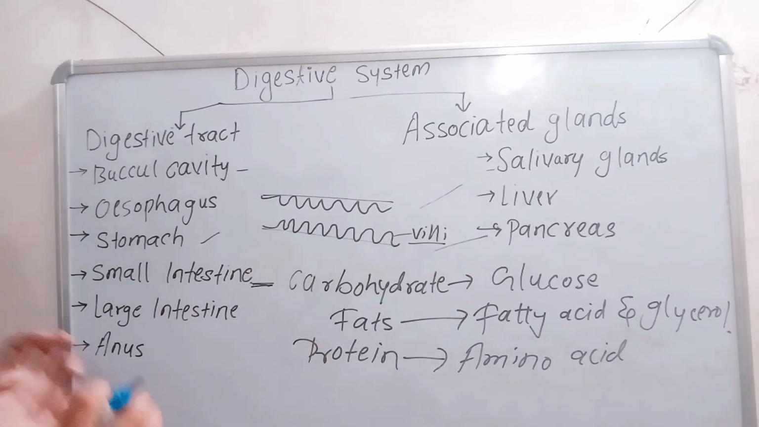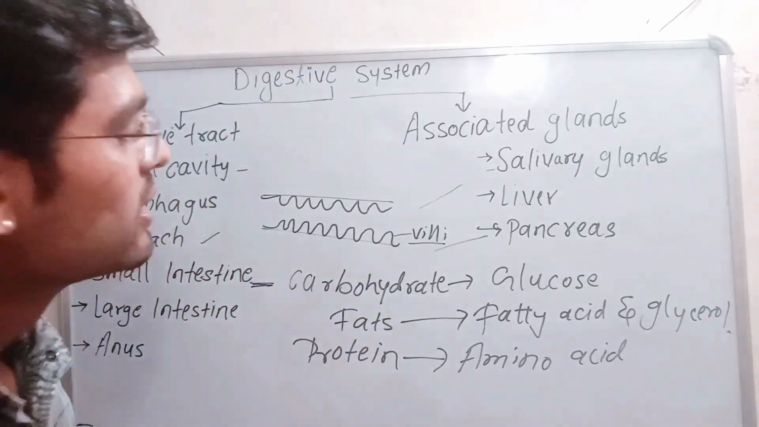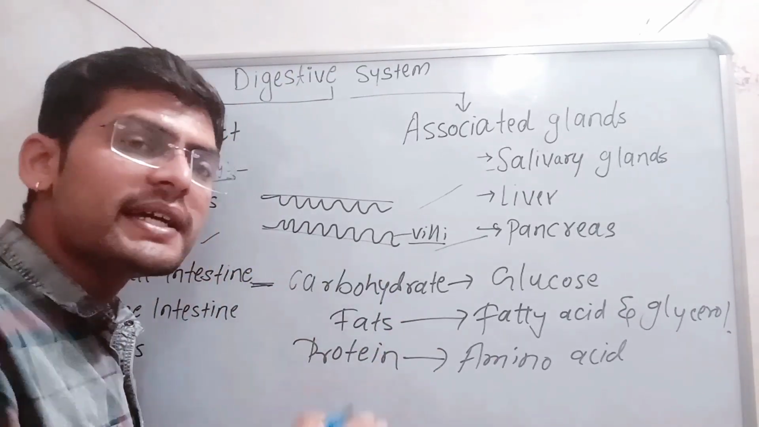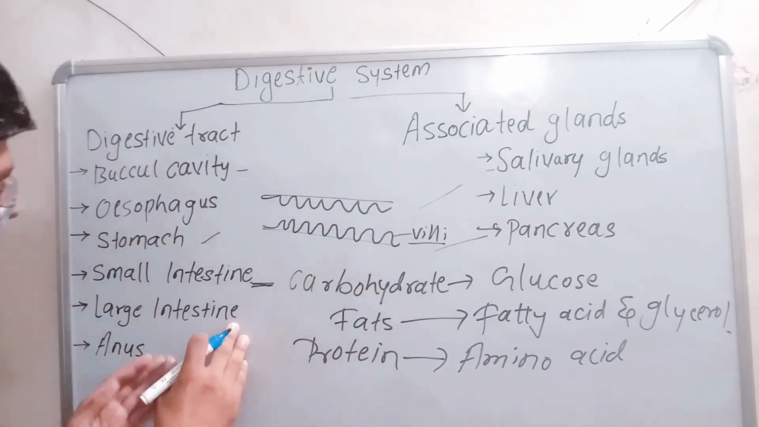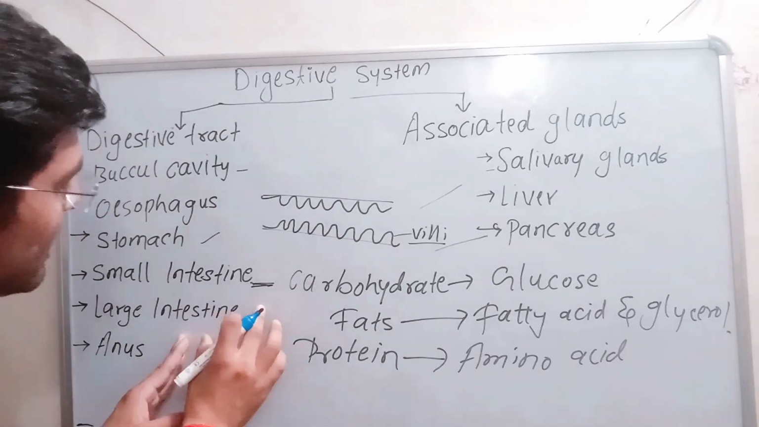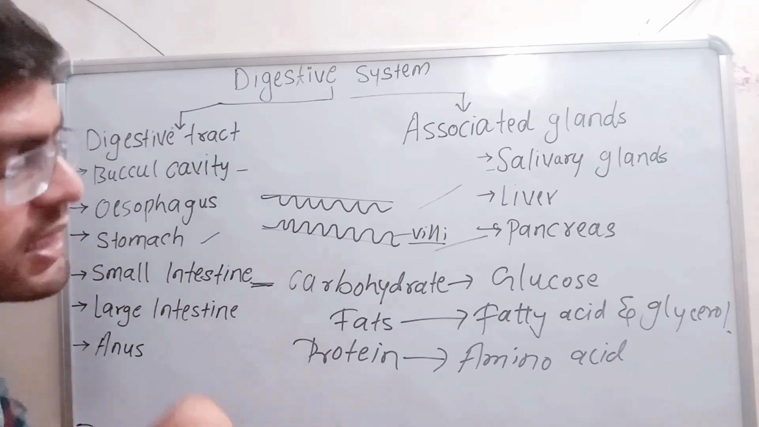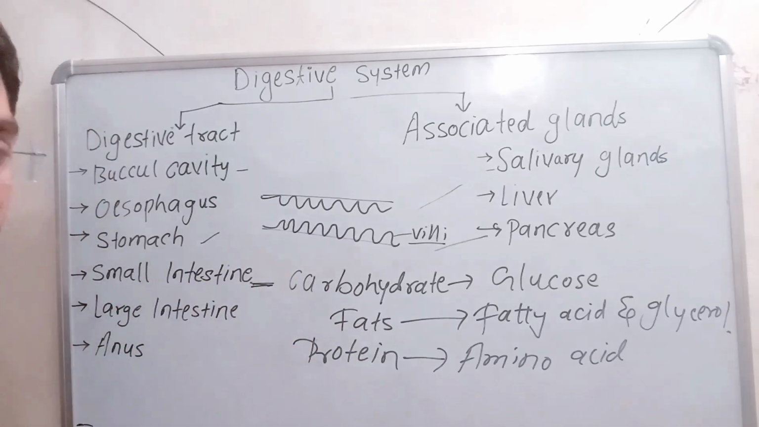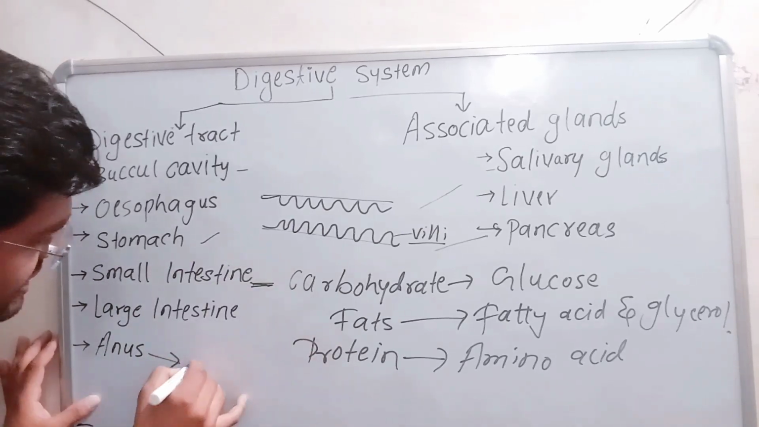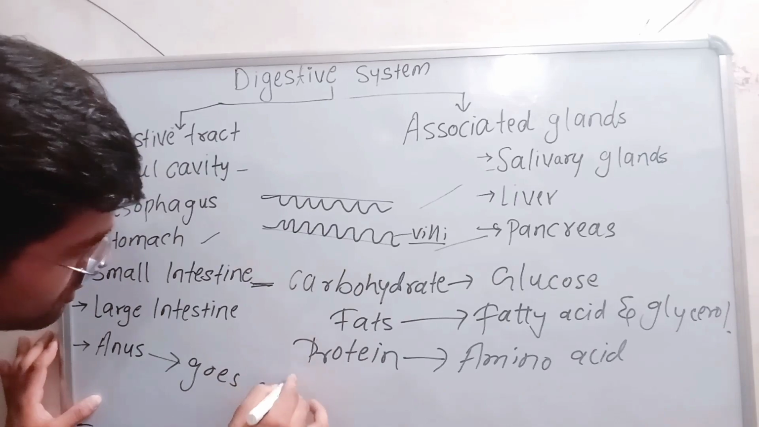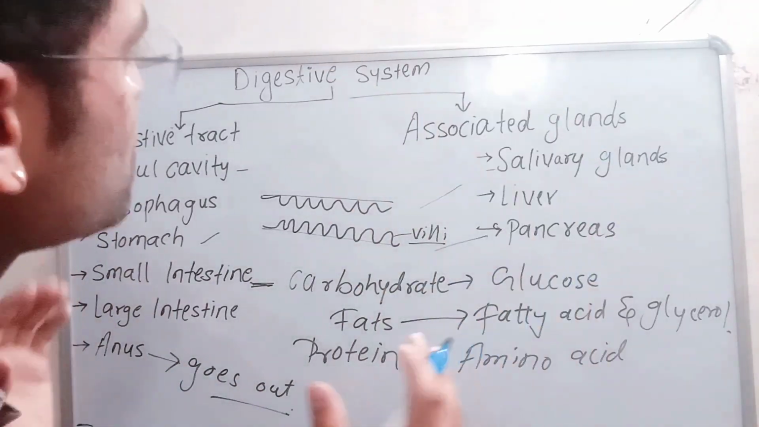After absorption of the simplest form of food material, the waste or undigested food material moves into the large intestine. The large intestine absorbs water and some salts from the food material. Then it moves into the rectum and then the anus. From the anus it goes out. The process is called egestion. So it is our digestive system.